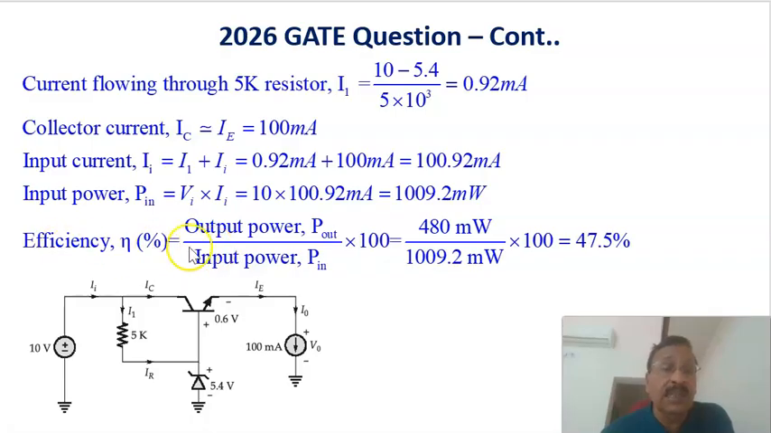Therefore, the efficiency in percentage is given by output power P out divided by input power P in, into 100. That is 480 milliwatt divided by 1009.2 milliwatt into 100, which is equal to 47.5%. Therefore, that is the efficiency of this Zener voltage regulator.